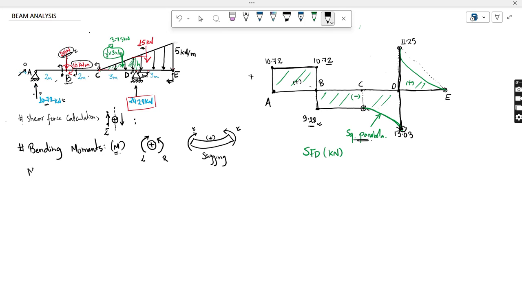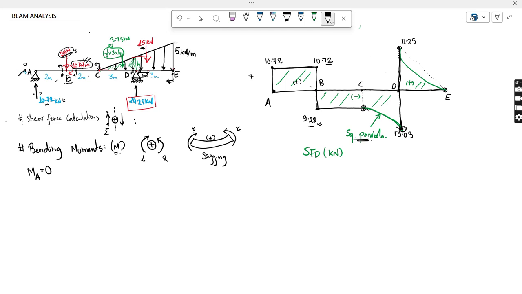MA is automatically 0, because A is what type of support? This is a hinge support. In a hinge the moment will be 0, since it allows rotation, so the moment at A is 0. Now let's come to point B. At point B, there is one couple of 10 kilonewton meter acting. For the bending moment calculation, you have to consider this 10 kilonewton meter couple.